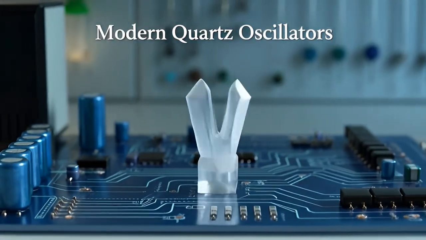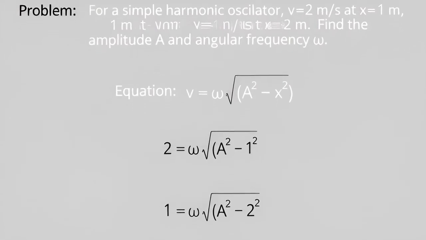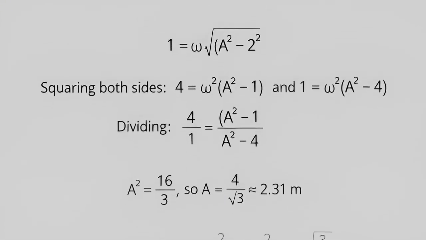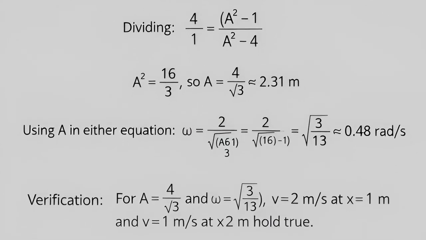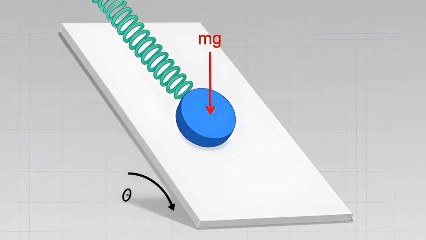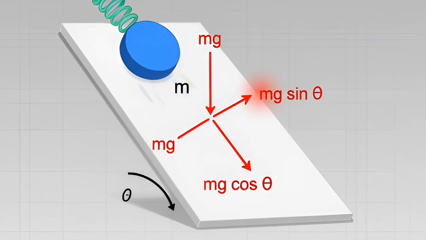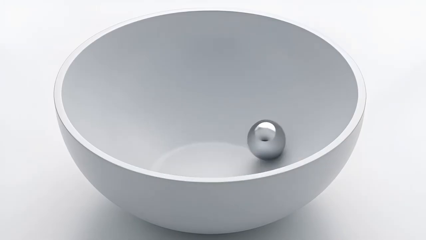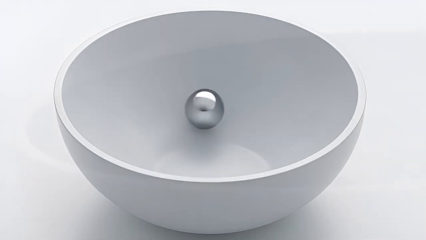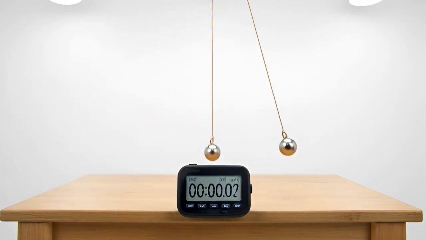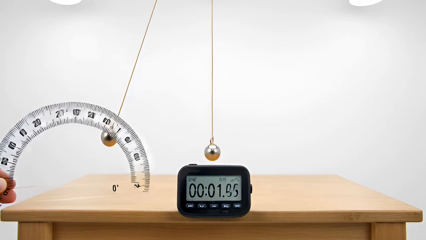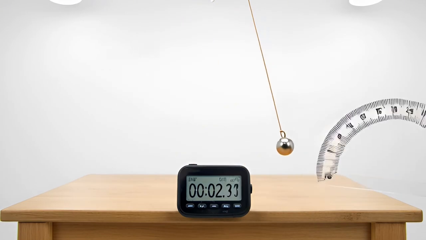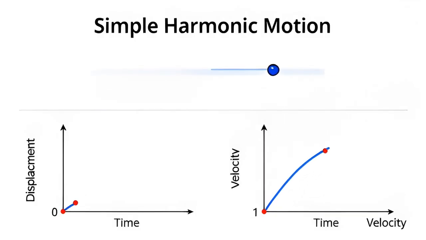This is why SHM has such clean and elegant mathematics. The velocity of the particle at any time t is obtained by differentiating the displacement with respect to time. If x equals a sine omega t, then v equals dx over dt equals a omega cosine omega t. Notice that when the displacement is 0, meaning the particle is at the mean position, the cosine term equals 1 and the velocity is at its maximum value of a omega.